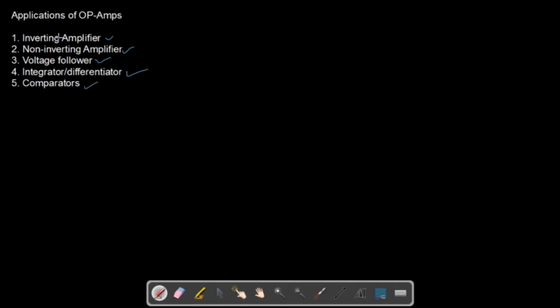Whenever you have an output which is 180 degrees out of phase, then the input is at what we call the inverting terminal. This is something you already know, and the other one is basically in phase. In a voltage follower, we have a similar type of circuit, and there is a loop that gets formed.